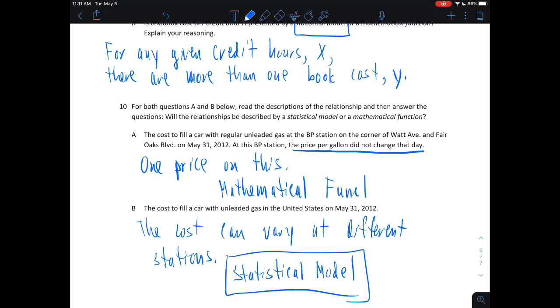Also notice how I answered this question. I didn't have to answer Part A first. I didn't have to answer Part B first. I can look at both of them and make a comparison and then just start writing an answer down for both of them.